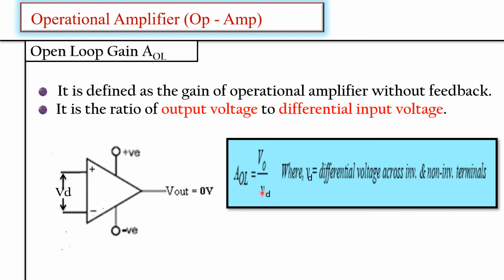For IC 741, in the mid-band frequency, this gain is about 10 raised to 5. But this gain is unstable and is affected by changes in the supply voltage, temperature and aging of the active devices. The open loop gain decreases due to the compensating capacitor as the frequency increases. Okay, so this is nothing but the open loop gain parameter.